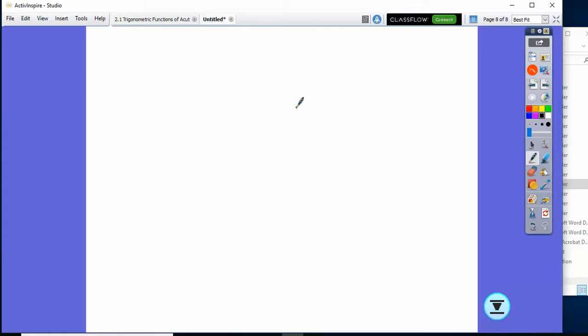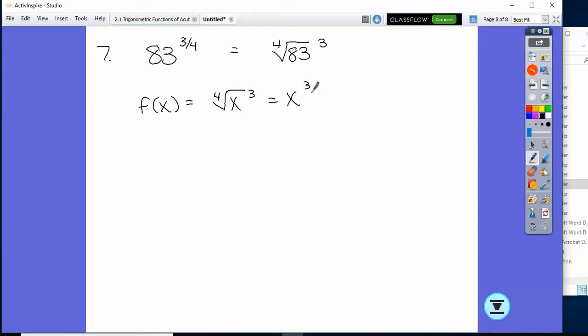The next question I had, number 7. So another linear approximation. And this time I didn't give you a function. I told you I want you to approximate 83 to the 3/4 power. So if you think about it, this means the 4th root of 83 cubed. Okay, so my function would be what? The 4th root of x cubed, or you could write it as x to the 3/4.